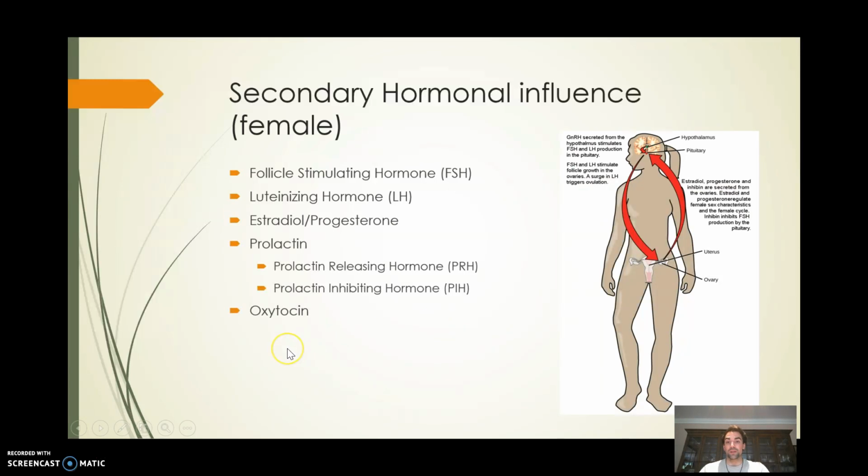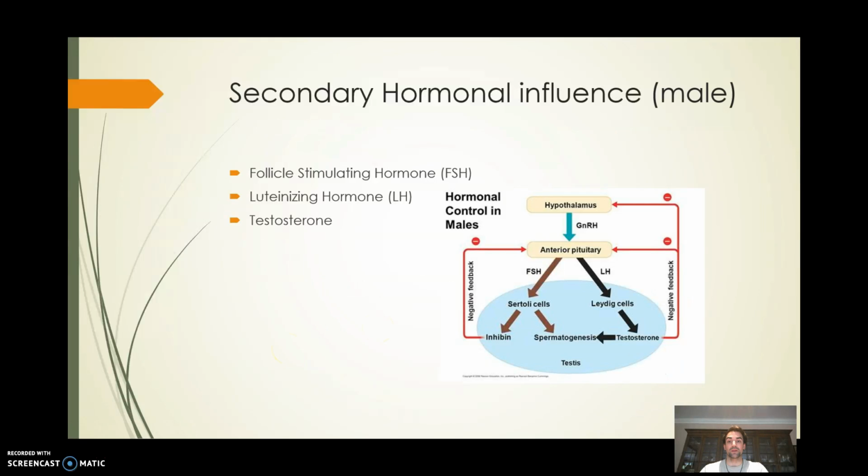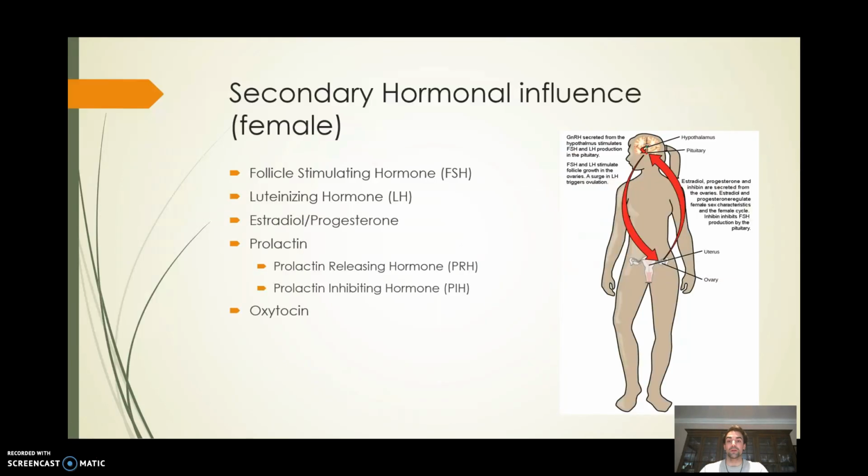With the females, you can clearly see, as compared to the previous slide with the males, there's only 3 in the male slide. On the female side of things, there's 5, 6, we could say 8 major players in the female hormonal system as far as sexual reproduction is concerned.